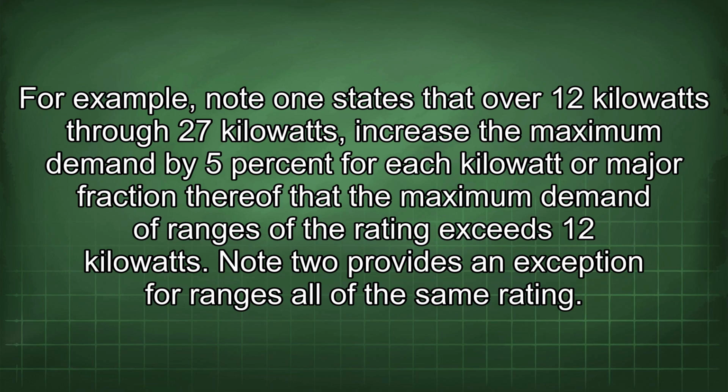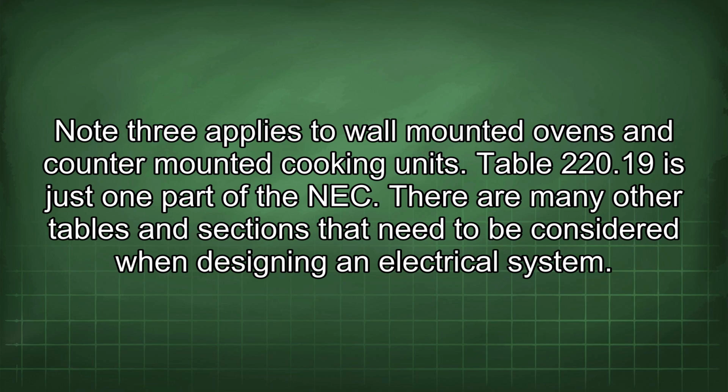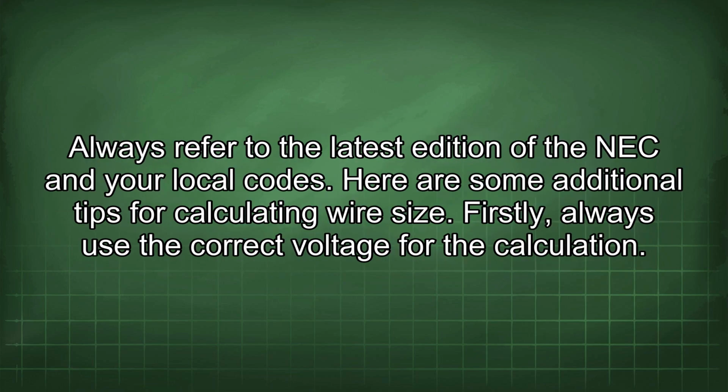Note 2 provides an exception for ranges all of the same rating. Note 3 applies to wall-mounted ovens and counter-mounted cooking units. Table 220.19 is just one part of the NEC. There are many other tables and sections that need to be considered when designing an electrical system. Always refer to the latest edition of the NEC and your local codes.